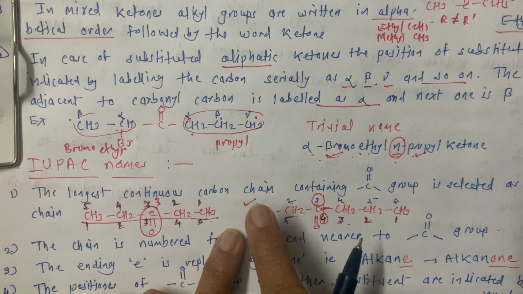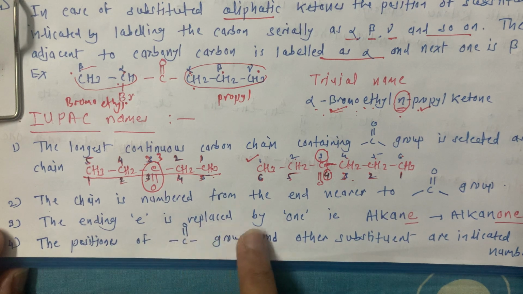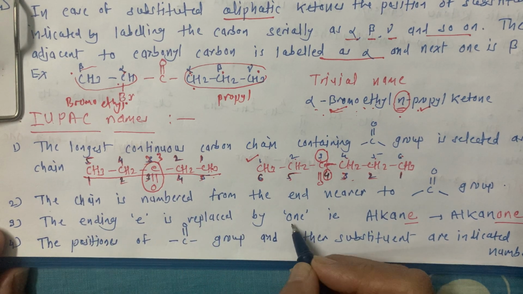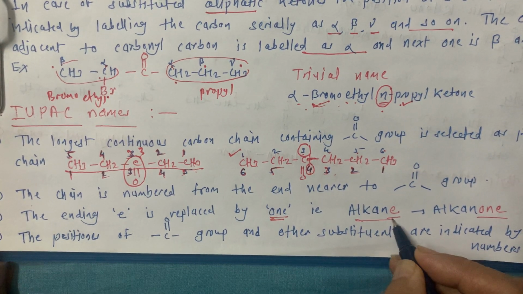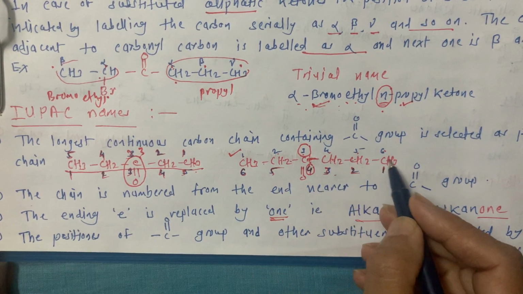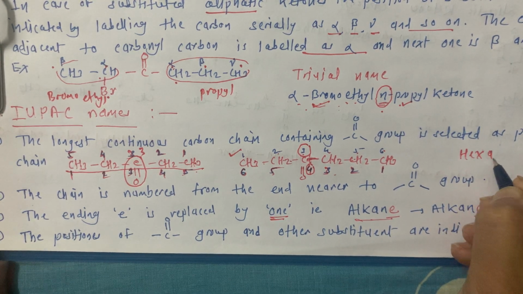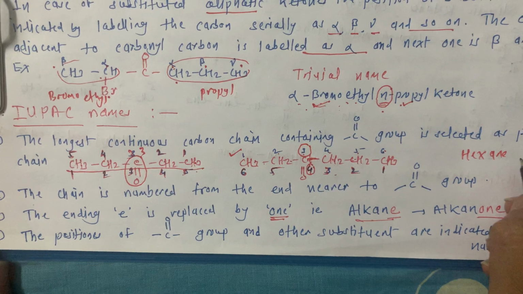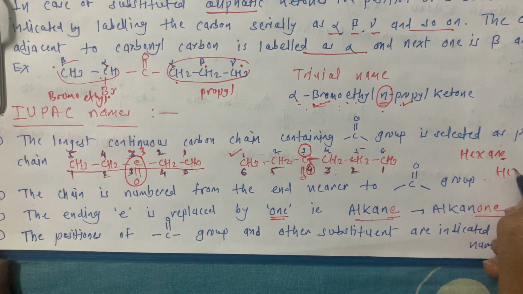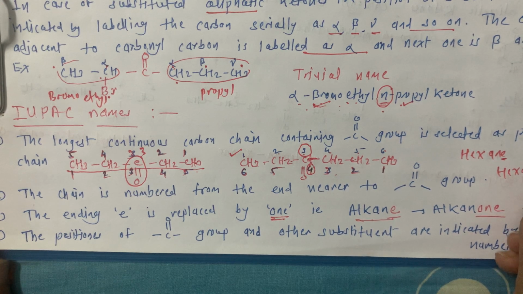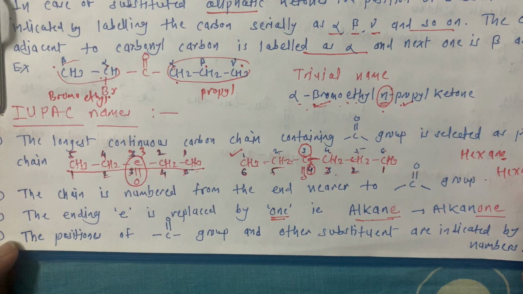Are you getting this point? Left hand end. Then next, the ending E is replaced by ONE. Now this is 1, 2, 3, 4, 5, 6, so this is our hexane. And now this E is replaced by ONE, so this is now hexanone.